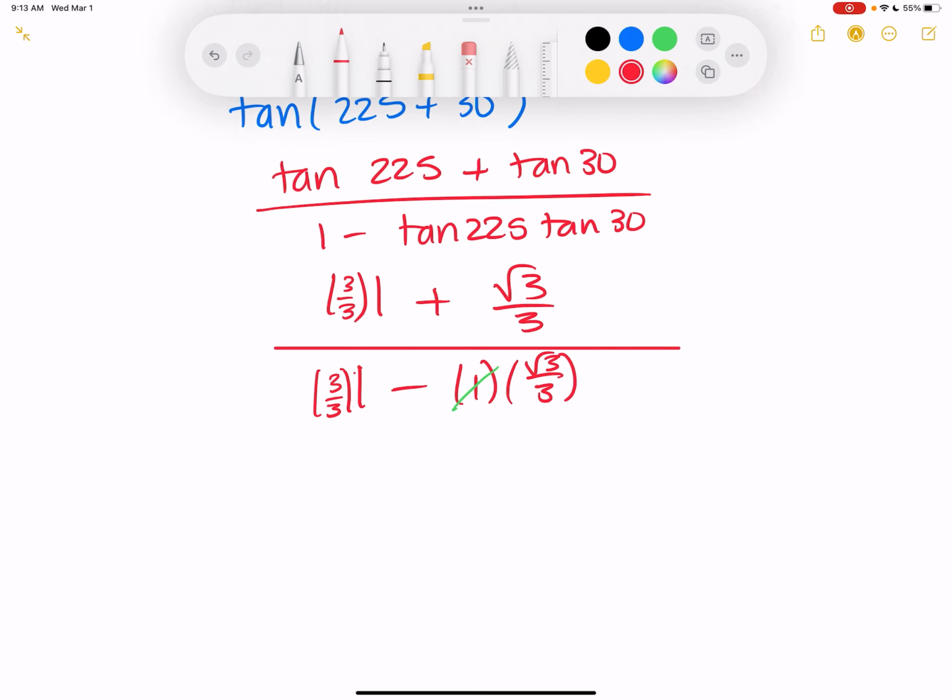So here, I'm going to write this as one fraction. I now have a common denominator. So on top, I have 3 plus the square root of 3 over 3, all over, on the bottom, I have a common denominator there, so it's going to be 3 minus the square root of 3 over 3.